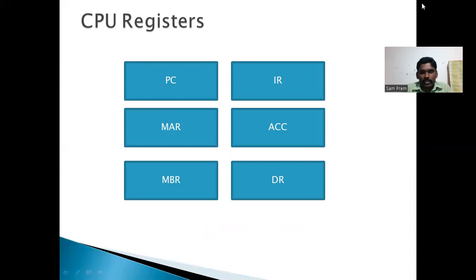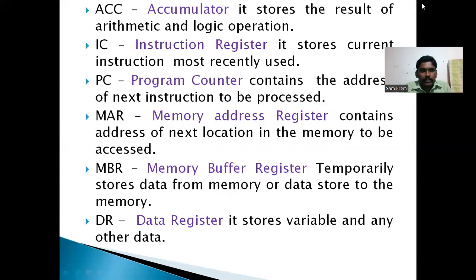Next one, accumulator. The accumulator is nothing but a register that stores the result of arithmetic and logical operations. MBR is nothing but a memory buffer register. It stores the data temporarily in the memory space. And next one, DR is nothing but a data register. It stores the variables in the registers. Like these, there are the 6 registers.